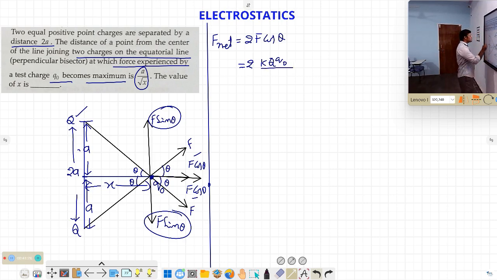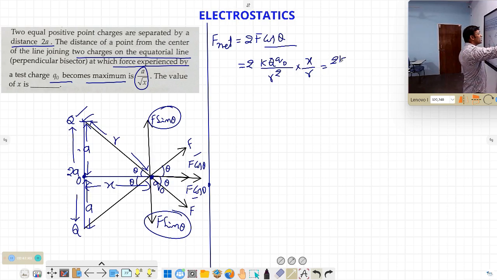What is the R here? The distance between the charge and the point. You take R as the distance, so it is R square into cos theta. From this triangle, if you observe, from the line of bisector we have a triangle. From this triangle, I can write cos theta is equal to x by r. So this formula becomes 2k capital Q small q naught x by r cube.